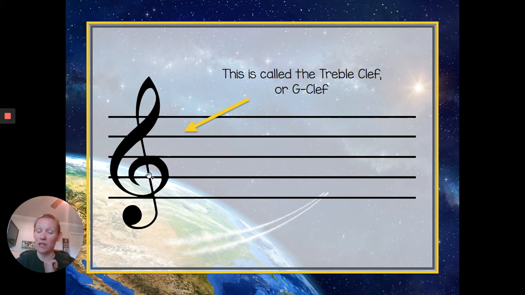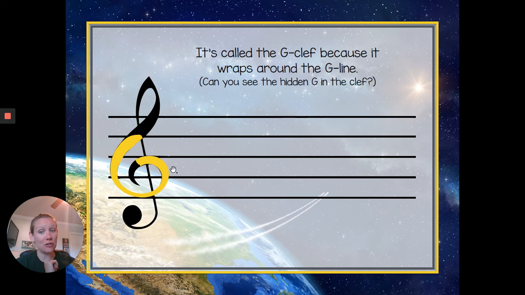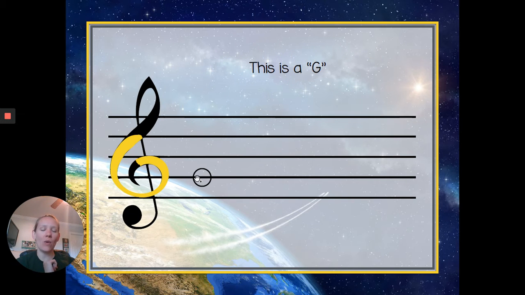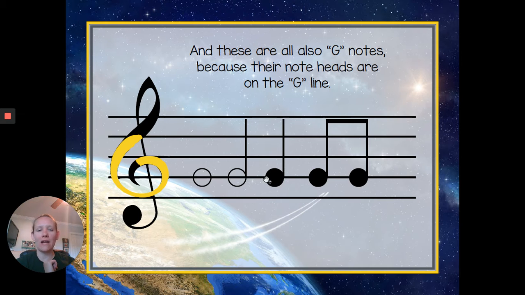This is called a treble clef or a G clef. The reason it's called a G clef is because it hides the G for us. That swirly part goes around the G line. So no matter what kind of note, it could be whole note, half note, quarter note, eighth note, anything that's on that line 2 is a G.